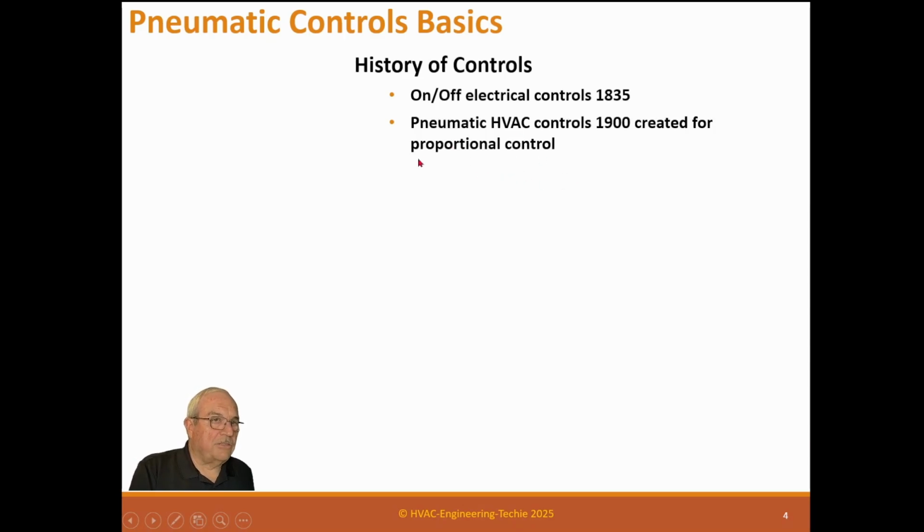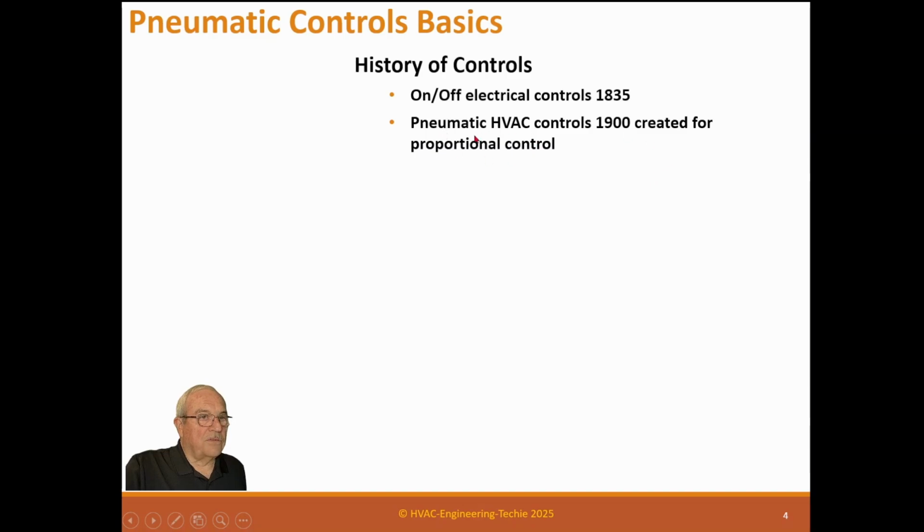And pneumatic HVAC controls came around 1900, and they were created to give proportional control. Electric on-off control is easy, but proportional is not possible. It doesn't do proportional. And even today, our DDC controls don't actually do proportional. We have all kinds of ways of trying to emulate modulation, but it's not true proportional modulation. But pneumatic is. Pneumatic is naturally proportional.